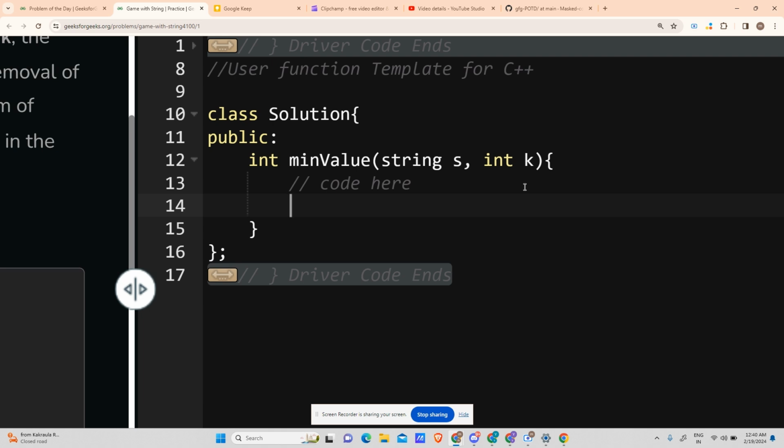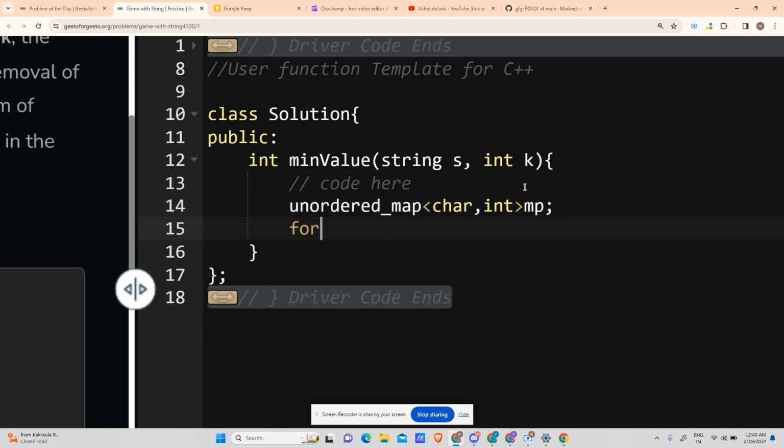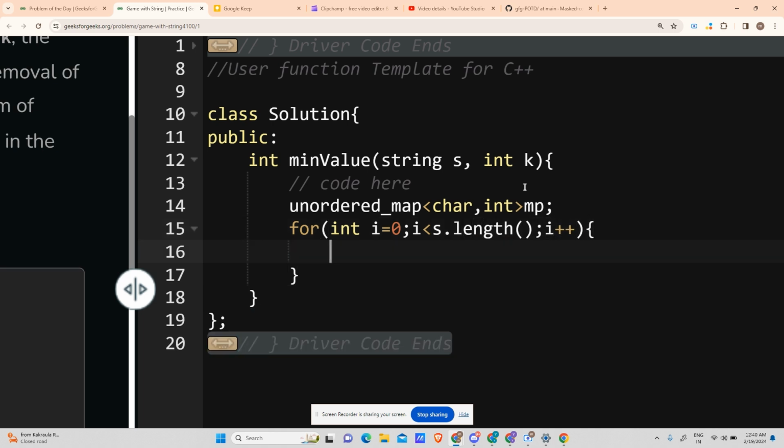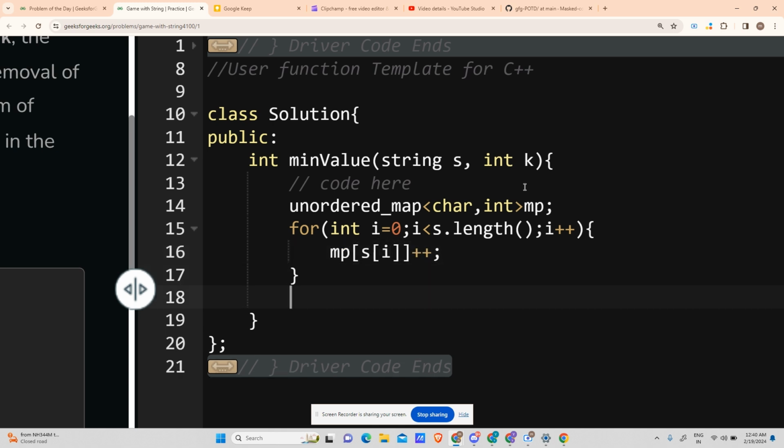So let's just see what can we do in the coding area. What are we doing? Our first step was to create a map to store the counts. So I'm creating a char to int type of map. I will run a loop for int i equals to 0, i less than s dot length, that is the maximum index I can go to. Now mp of s[i] plus plus, simple. This will maintain the count.